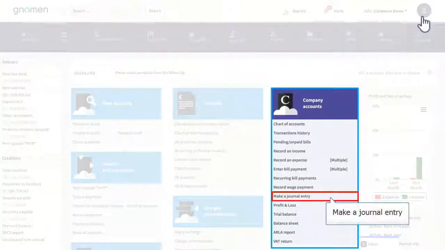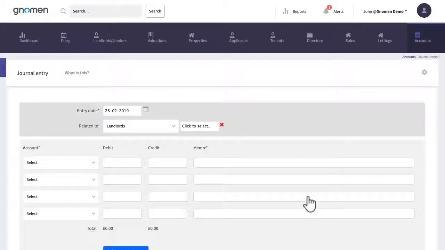Let's go to journal entry. Now this facility lets you manually post transactions. For example, it may be a client's or a bank's opening balance or an accounts adjustment.